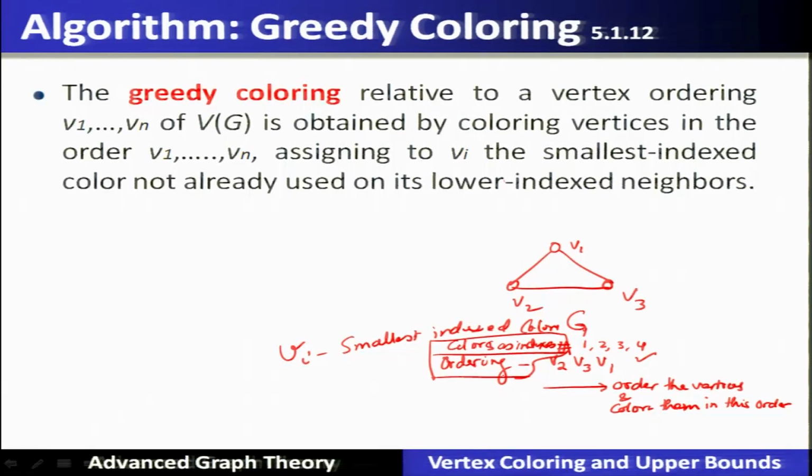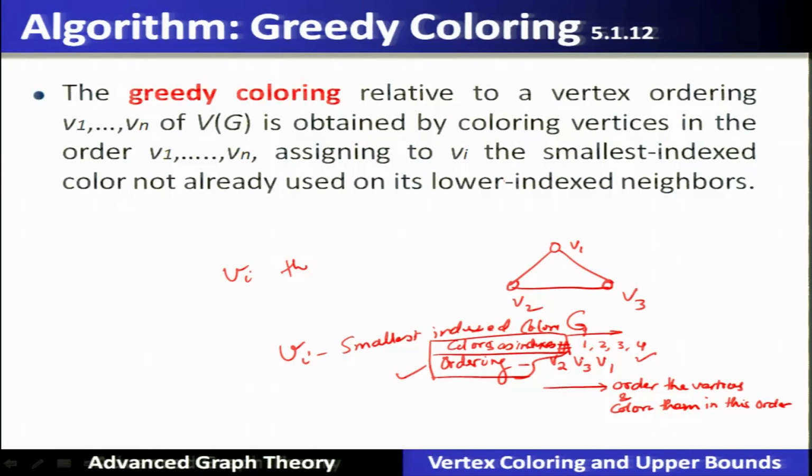Now, let us see that greedy coloring algorithm says that a greedy coloring relative to the vertex ordering is obtained by coloring the vertices in that same order, assigning the vertex Vi the smallest indexed color not already used on its lower index neighbors. So, smallest index colors, that means we will pick the colors from a lower index. Colors which are not applied earlier to its neighbor will be applied to that particular vertex.